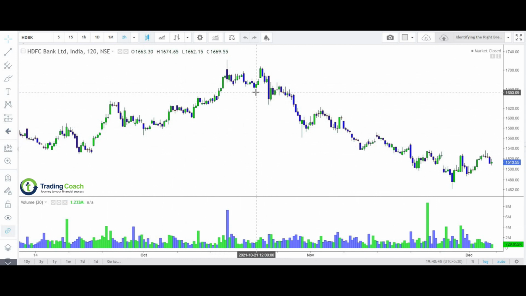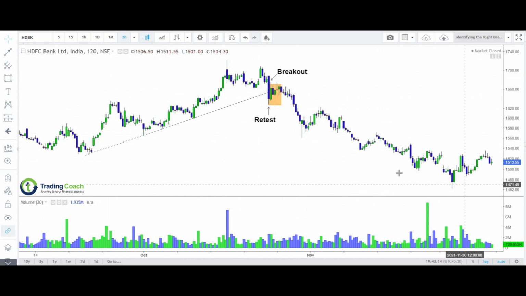Let me mark this particular breakout. We had a breakout, and right after the breakout, we also had a kind of retest exactly over here. And as you can notice, right after this breakout, the prices consistently fell down. The market tumbled all the way from 1,660 to somewhere around 1,500. It's a very sharp sell-off.